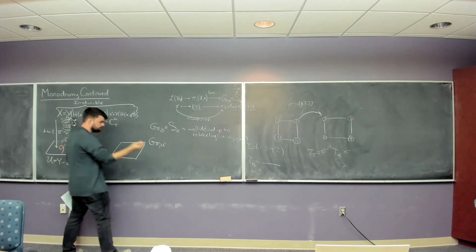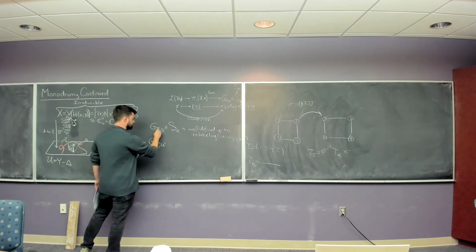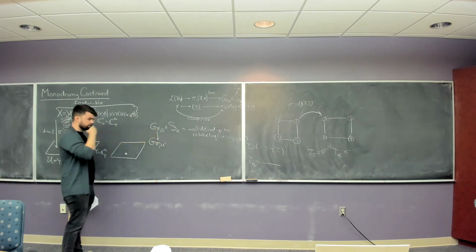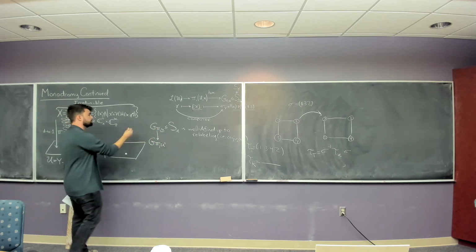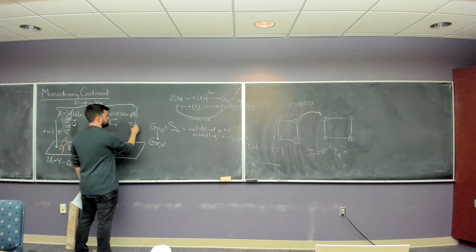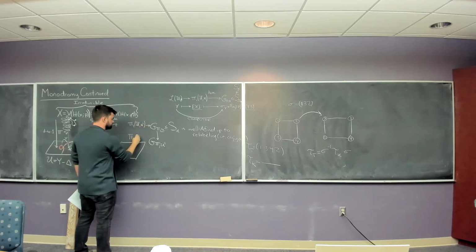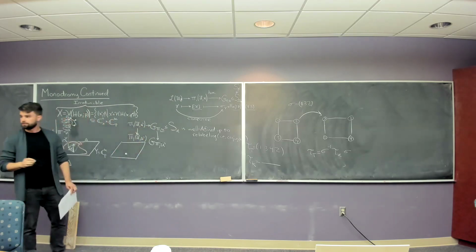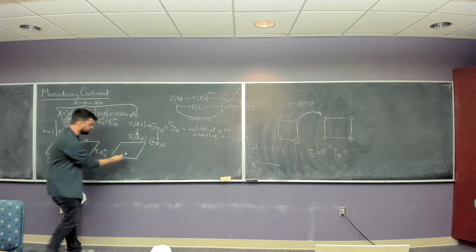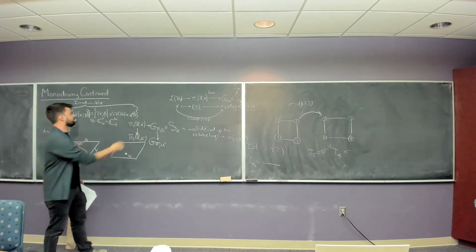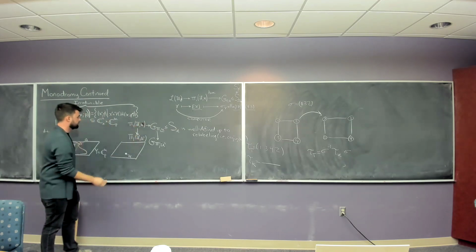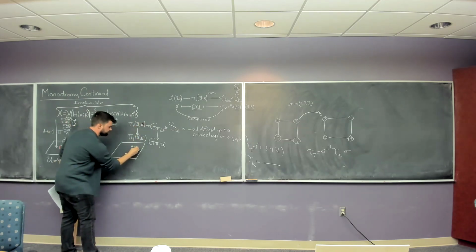And I'm gonna have to create some map which goes from G pi u to G pi u prime, an isomorphism. Or maybe I'll do it here. Here's my u. And here's my u prime.